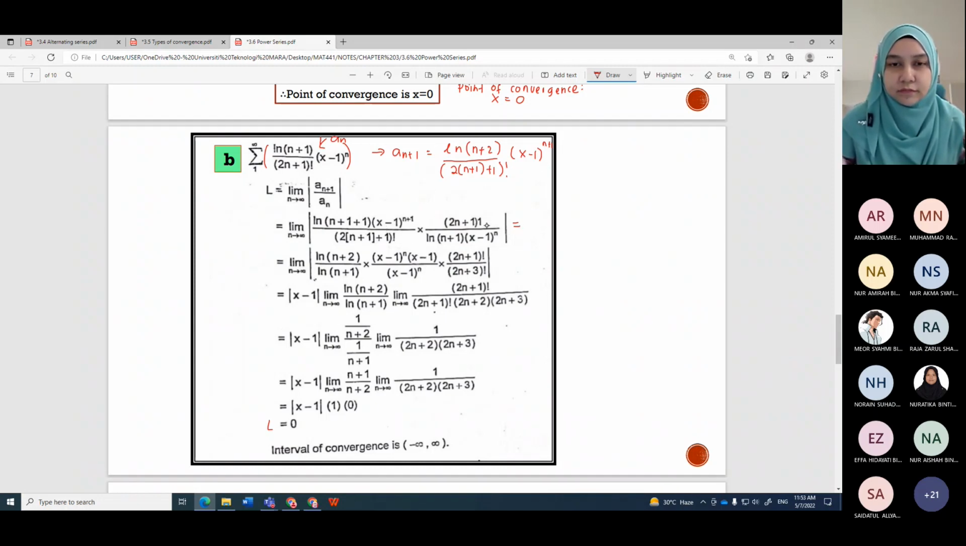Saya akan dapat yang ini lah kan. Okay, dah dapat ini. Lepas tu kita expand. Expand akan dapat yang ini. X minus 1, x power of n times x minus 1. So, yang ini akan dapat 2n plus 3. Ini. Kat sini lah, 2n plus 3. So, 2n plus 1 factorial over n plus 1 times x minus 1 to the power of n.